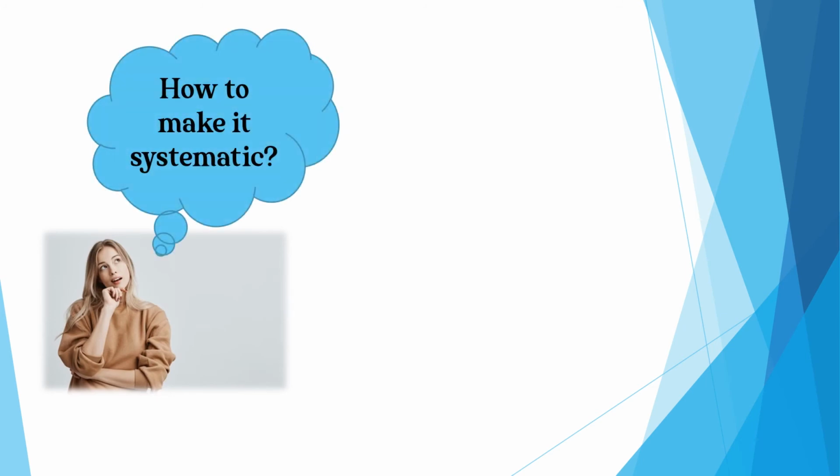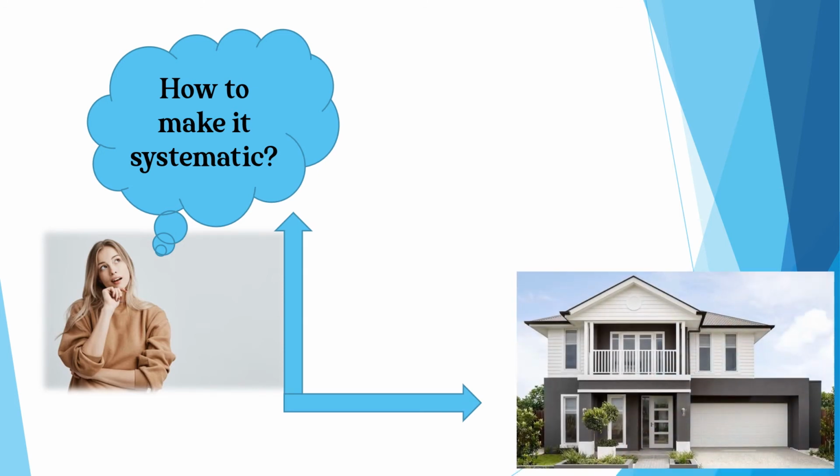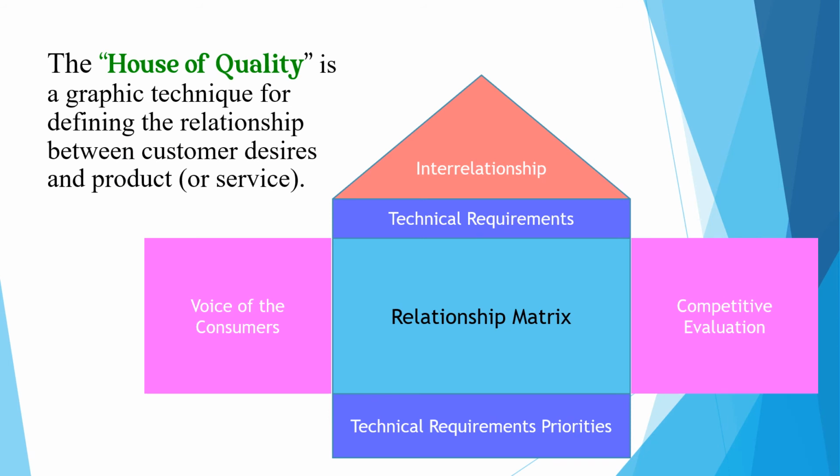So, how to make this whole thing systematic? That is the main question. So that's to a house, and what house is this? So this house is the house of quality. The house of quality is a graphic technique for defining the relationship between customer desires and product or service. The house of quality has all these major components. So I'm going to go into the details of each one of them one by one.